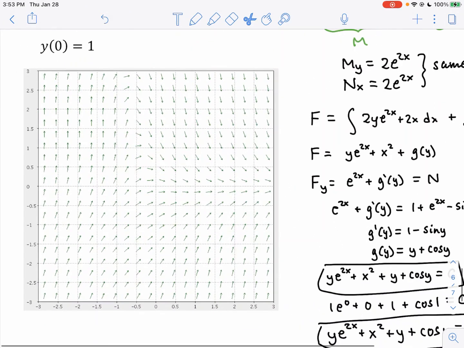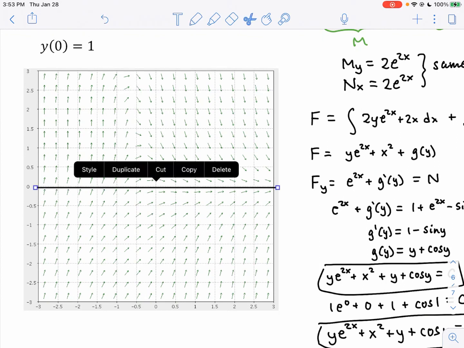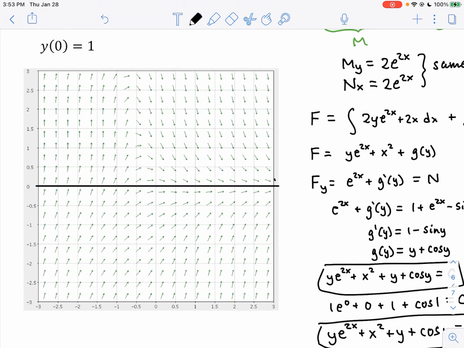In fact, let's find 0, 1 right now. And it could be helpful to put our axes in here a little bit better. So let me put the x-axis in there, nice and clear. Right there. This is our x-axis. Let's get the y-axis in here, nice and obvious.